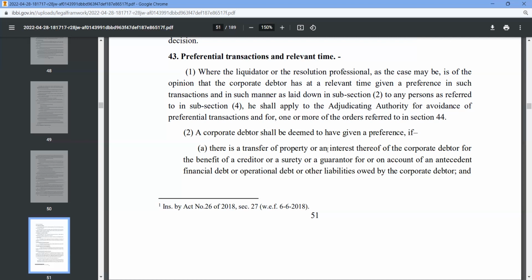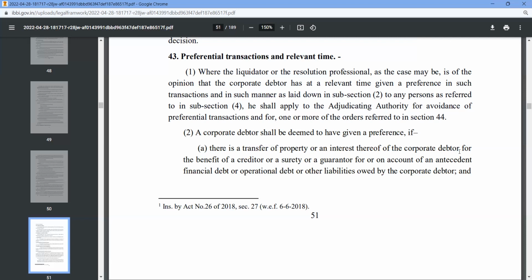Corporate debtor is on the giver side. Corporate debtor is giving preference. To whom is he giving? He is giving the preference for the benefit. He need not give the preference directly to the creditor, but even if it is given for the benefit of a creditor or surety or a guarantor. So the words important here are for the benefit of a creditor. It need not be necessarily to the creditor or surety or guarantor.